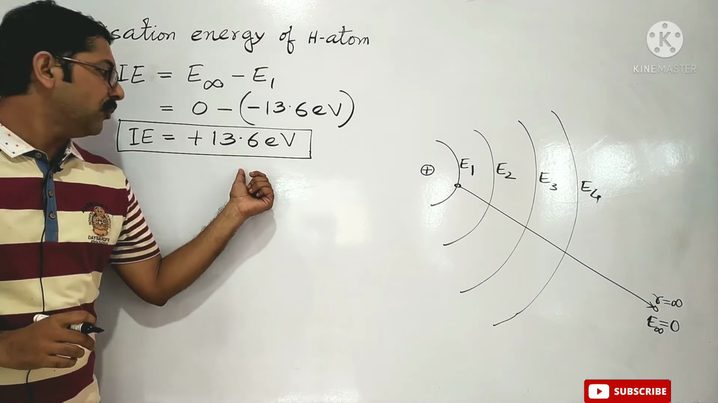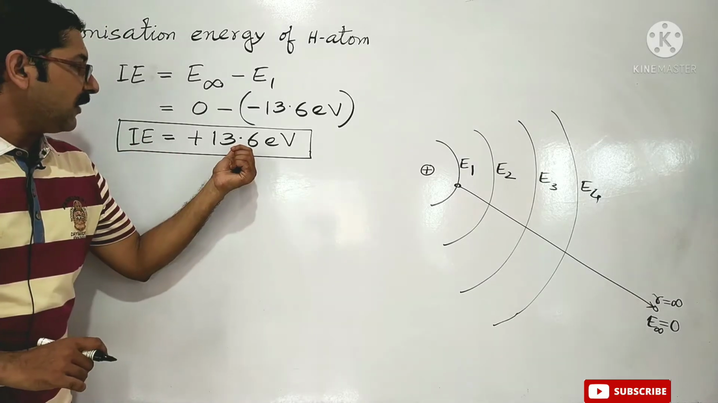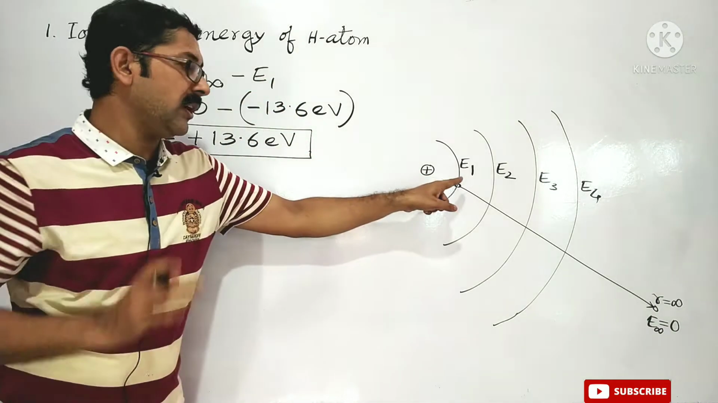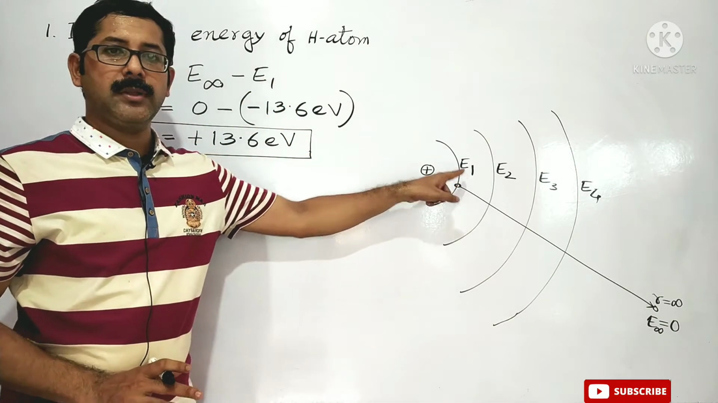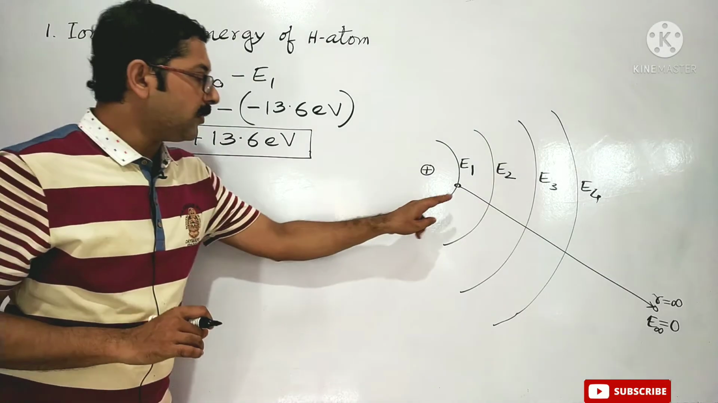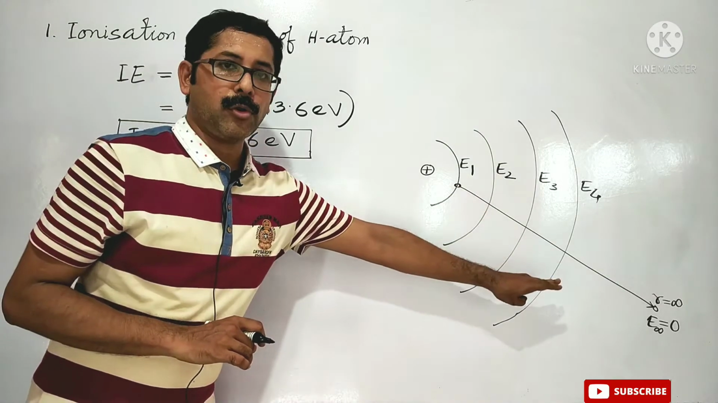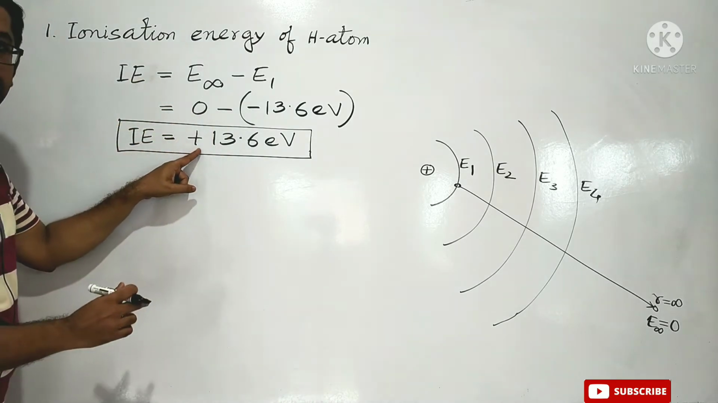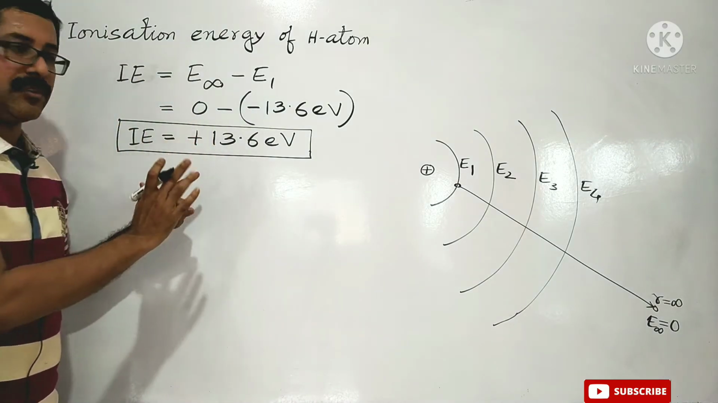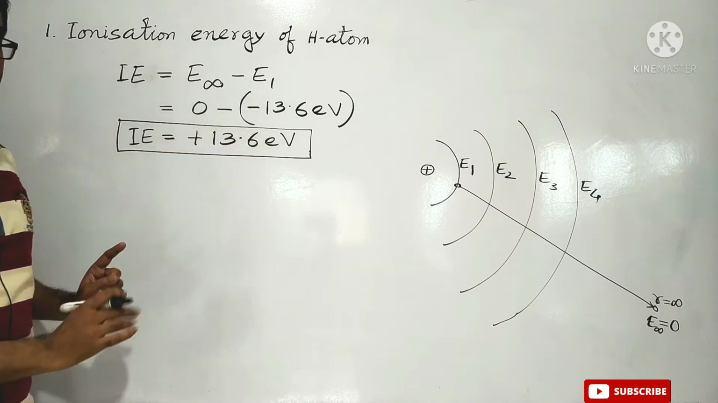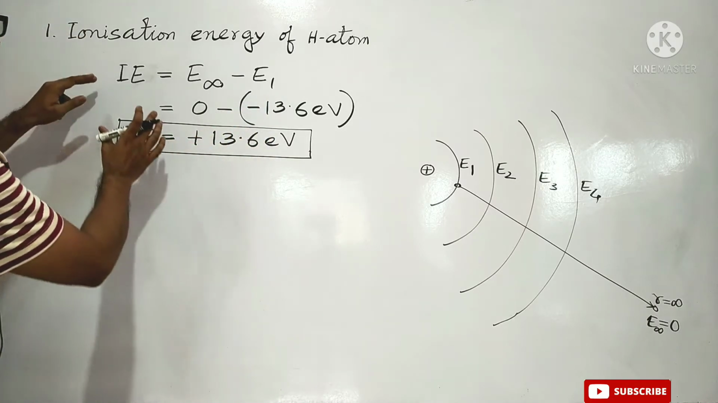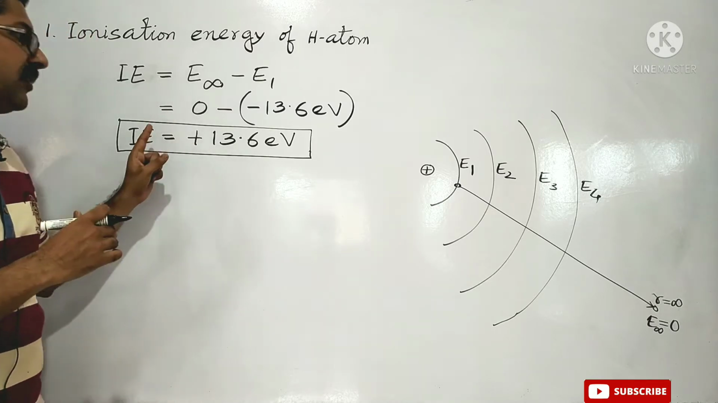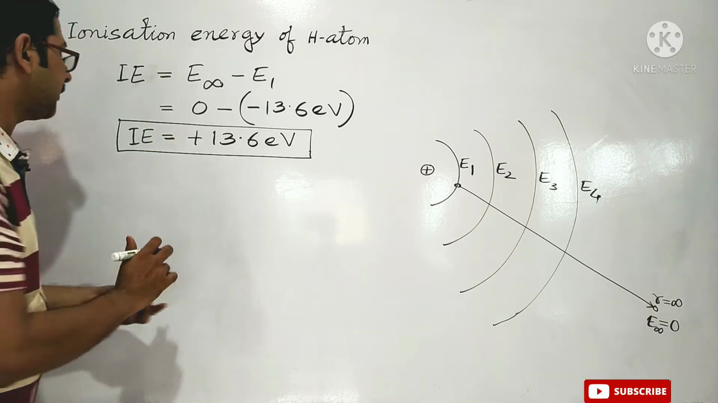Look at the value very carefully. It is just equal in magnitude to the energy of the first orbit of hydrogen atom. But the energy of the electron in its Bohr orbit is negative, and the ionization energy's value is positive. This is the only point of difference, but the magnitudes are equal. So from this relation, we can also calculate the ionization energy of other hydrogen-like systems.